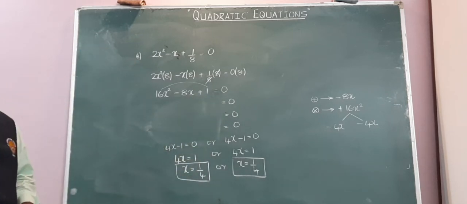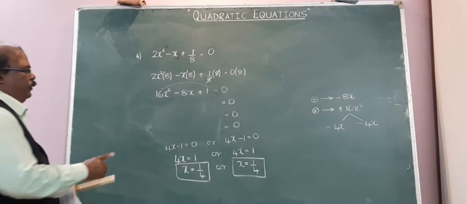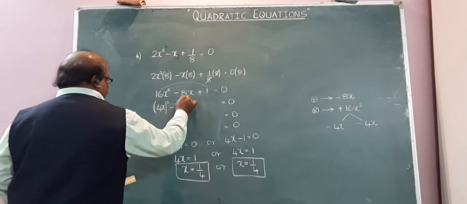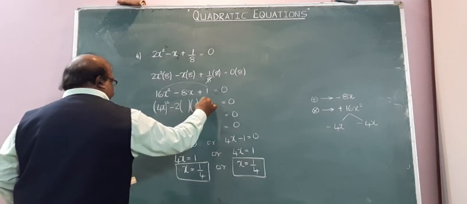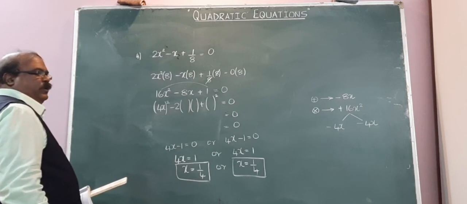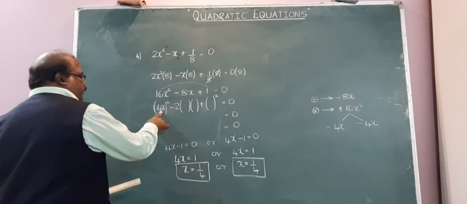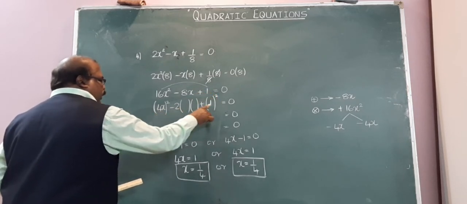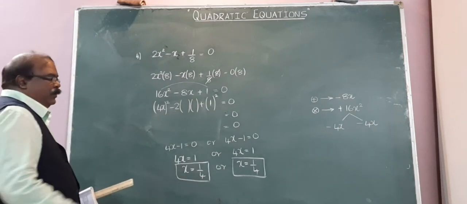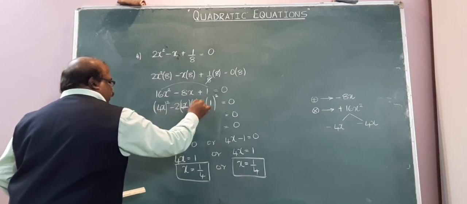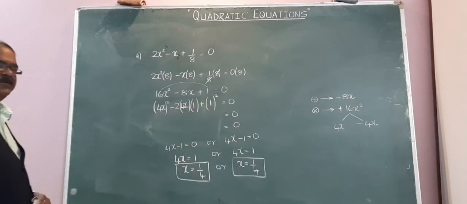Using the identity a square minus 2ab plus b square. It's an expression of the form a square minus 2ab plus b square. Square root of 16x square is 4x, square root of 1 is 1. So your first term is 4x, second term is 1. Square of the first term minus twice first term into second term plus square of the second term.